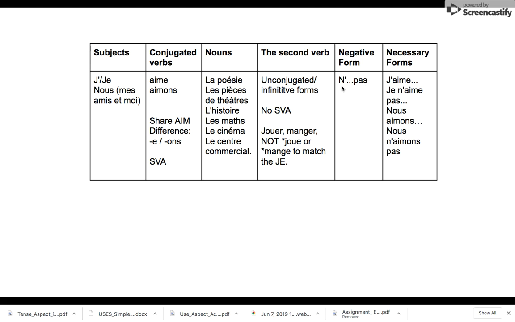The negative form, ne and pas, that's important for what they will need to do, and that's something that we would have already done prior to doing an activity like this. And then necessary forms that they'll need are j'aime, je n'aime pas, I like, I don't like, nous aimons, we like, and nous n'aimons pas, for we don't like.